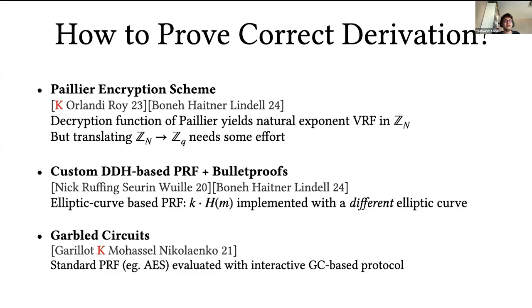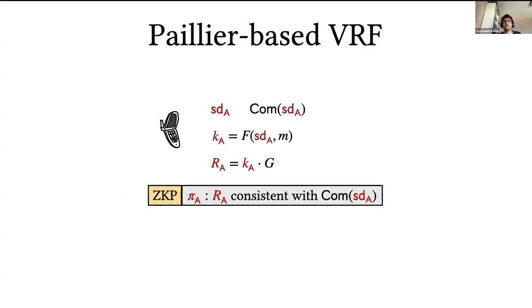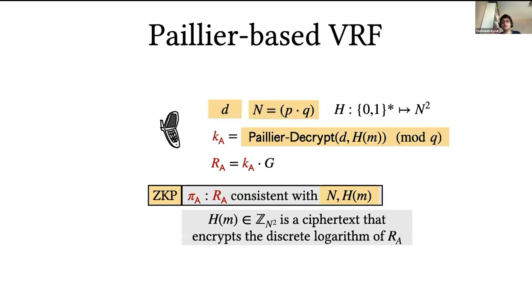And finally, there's also work of mine with my co-authors, Guillermo Angeris and Nikolenko, where we showed that if you allow for some interaction and you're okay with a designated verifier type of setup, then you can use any standard block cipher, so as close to single party signing as possible, and then prove that the standard block cipher was evaluated correctly with just a single garbled circuit. I don't have time to really cover all of these things, so I'll just give you a flavor of what the Paillier-based PRF looks like. So this is the setup from earlier. Basically, the long-term seed for the phone is going to be a decryption key for a Paillier modulus, where the modulus is basically a product of 2 times P and Q.